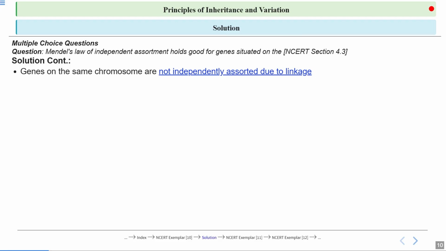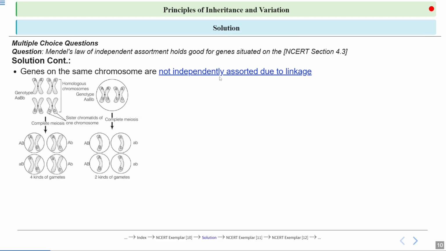Now, genes on the same chromosome do not assort independently due to linkage. Here two cases are shown. In the first case, on the left hand side, the genes are present on different chromosomes, and after meiosis they form 4 gametes. In the second case on the right, the genes A and B are present on the same chromosome.